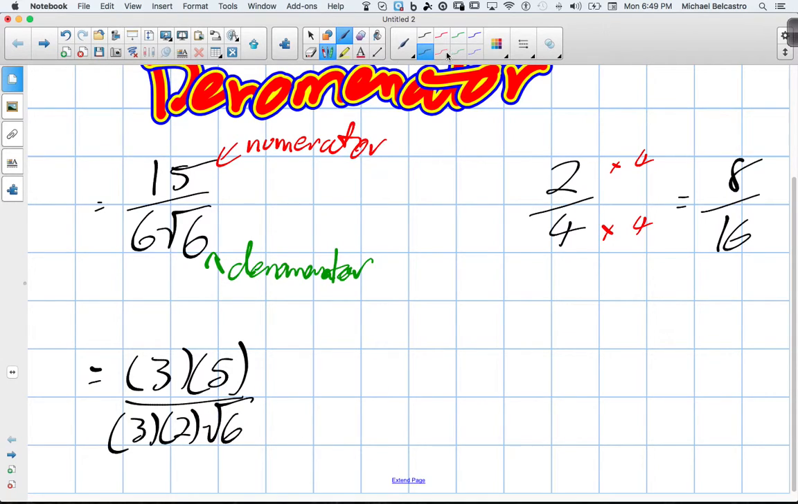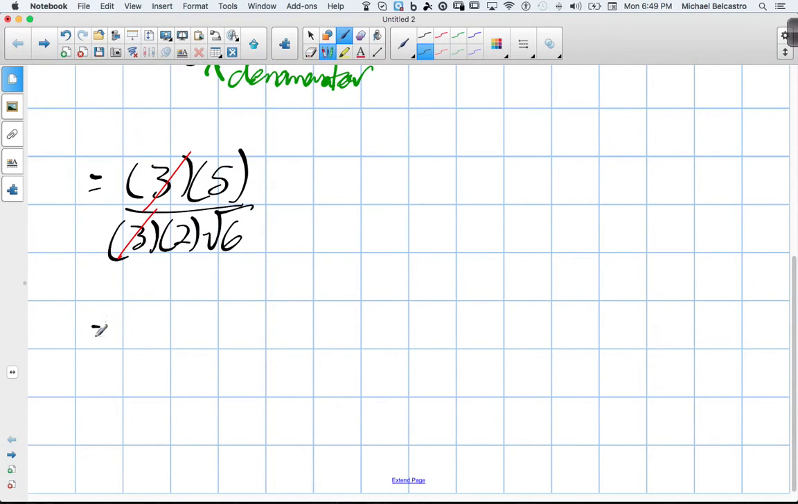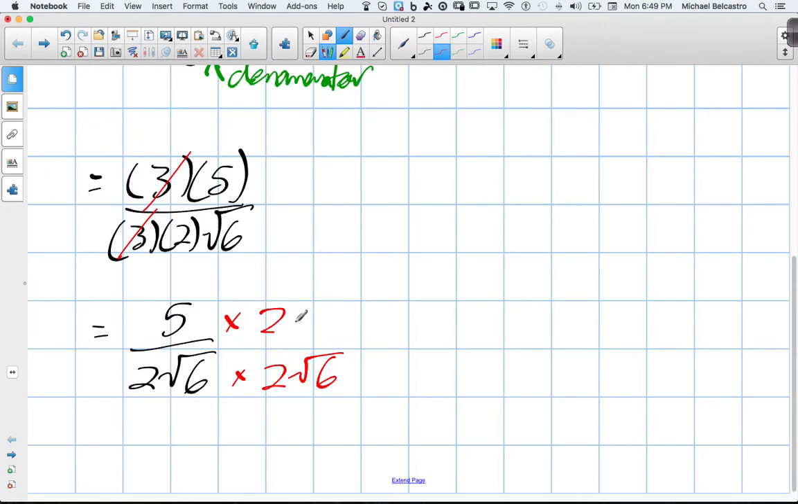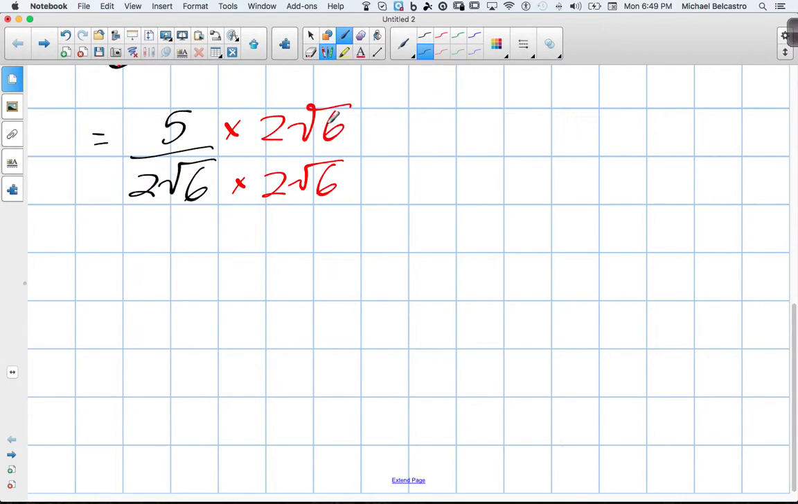The reason I did that is so that I can eliminate my 3's. They disappear. So the question is now a little simpler. It's 5 over 2 times root 6. We still need to rationalize. So to rationalize, I take this denominator, 2 times root 6, and I multiply both the top and the bottom by that. So in order to do this, think of these values in the front, those natural numbers, as coefficients. And this, not quite a variable, but something that I can't multiply a natural number into.